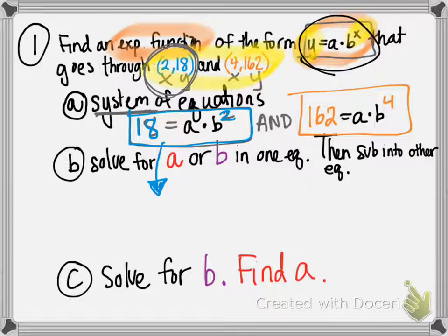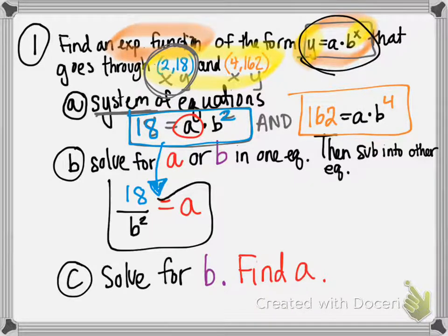So we're going to keep a alone and solve for a here. If I want to get a by itself in that equation, all I need to do is get rid of the b squared. So I need to divide both sides by b squared, because right there it's multiplied by a. I'm just going to rewrite it like so. And that is solving for a. Done. Then substitute that value into the other equation.